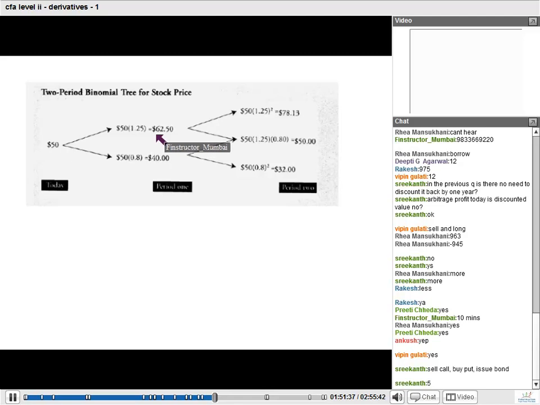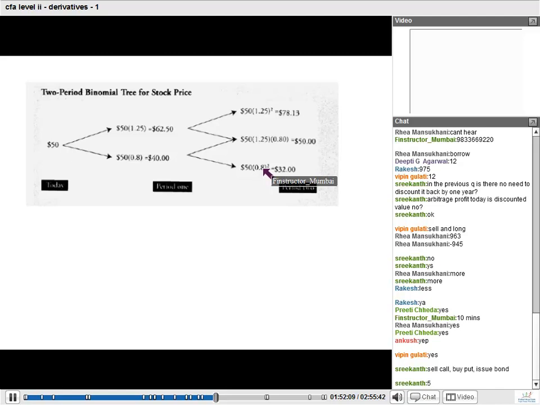Once at 62.5, there is again a 60% chance that the stock will become 62.5 into 1.25 or $78.13. There's a 40% chance that the stock will go down to $50 again, that is 62.5 divided by 1.25. There's a 60% chance that the stock will go up to 50 from 40, and there's a 40% chance that it will go down to $32.